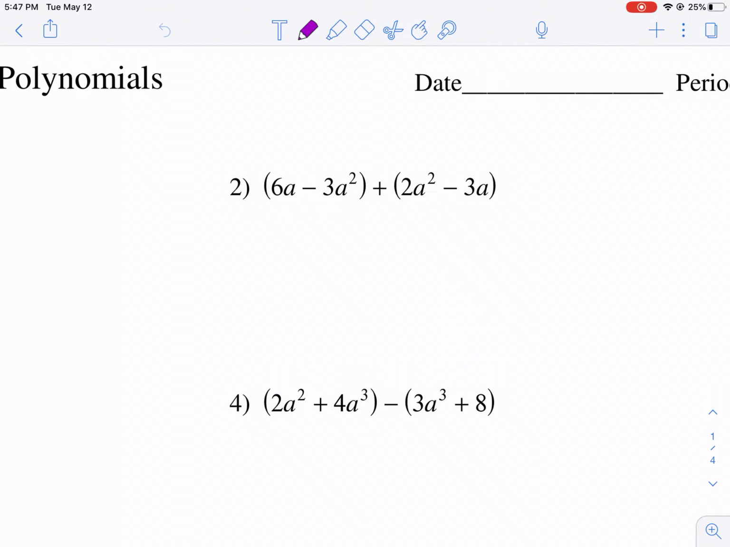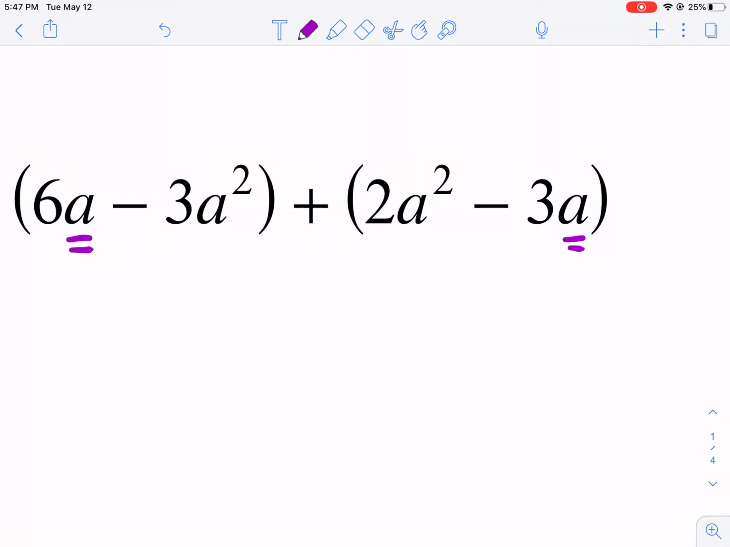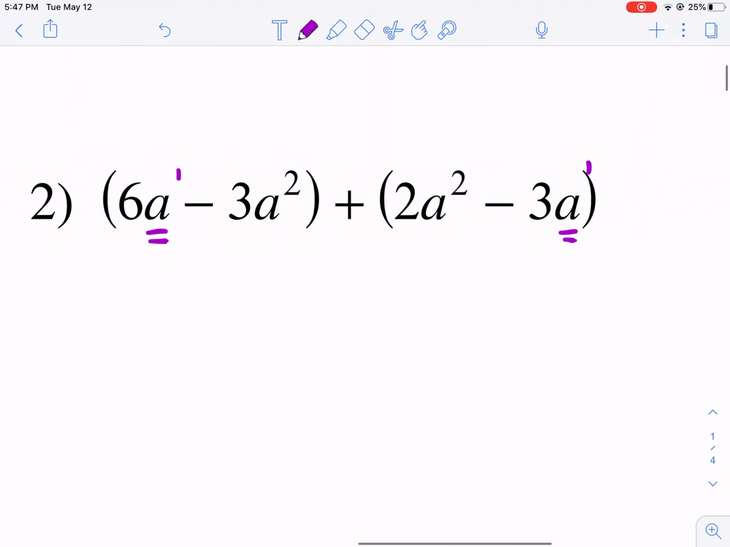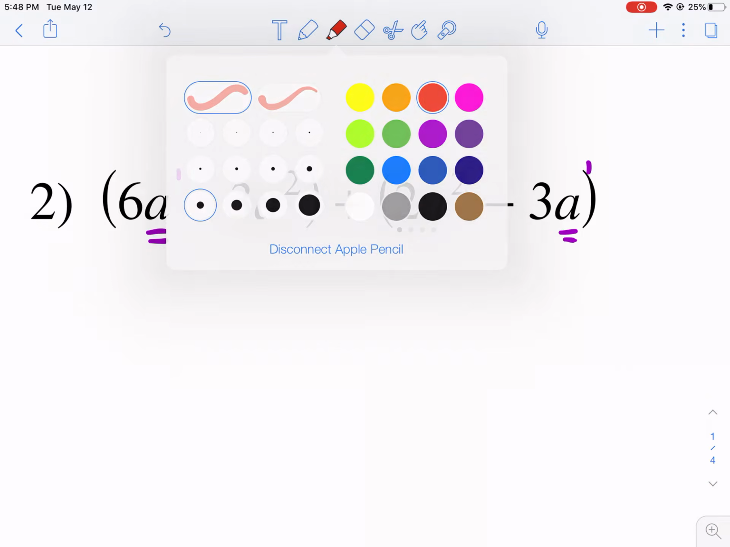Here we have 6a minus 3a squared plus 2a minus 3a squared. What we need to do here is combine like terms. Anytime we have like terms, they are anything with the same variable raised to the same power. I know it doesn't look like either one of these is raised to a power, but there's an implied first power with both of these a's. Even though the coefficients in front are different, it doesn't matter at all, because we're just concerned with the variables when we're talking about like terms.